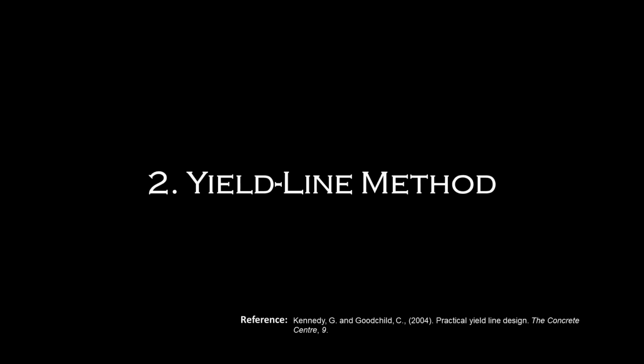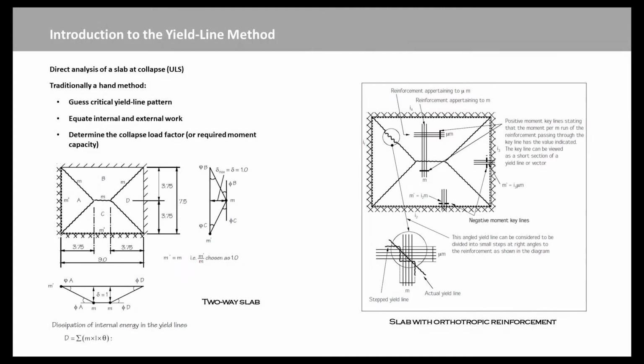Okay, so the focus of today is on the yield line method, in particular the automated yield line method. But first of all, let me take you back to the traditional hand method. How do we apply it? What is it? Basically, it's a direct analysis tool, where we are looking at the slab simply at the point of collapse. So what we do typically is we guess a yield line pattern.